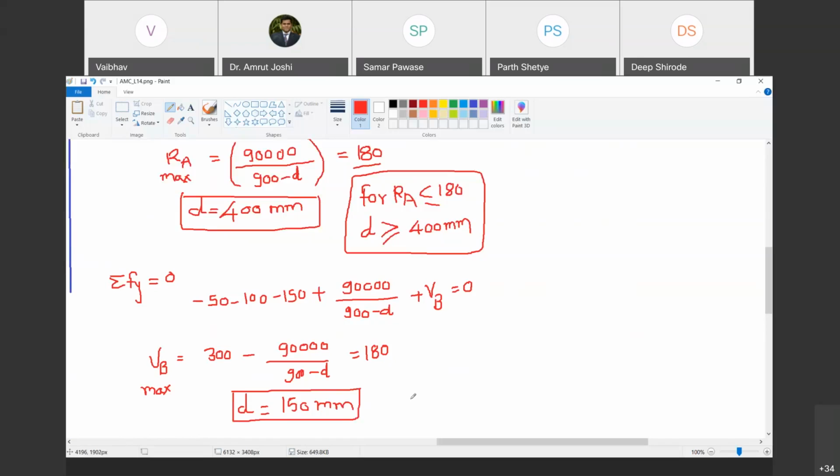Yes sir, 150 is coming. That's correct, right? Now tell me, if D increases beyond 150, then this denominator decreases, which means this quantity increases, so VB decreases.